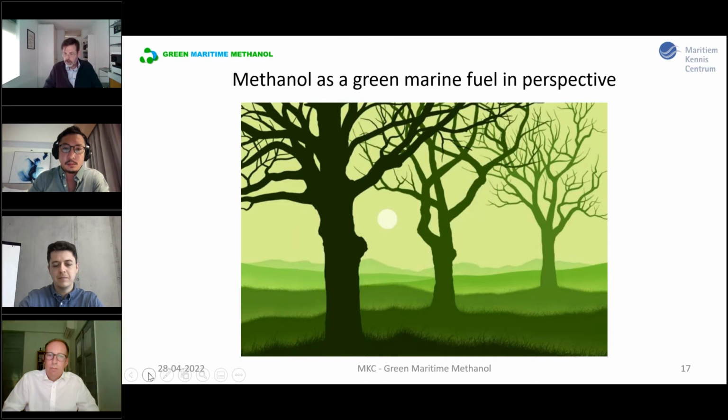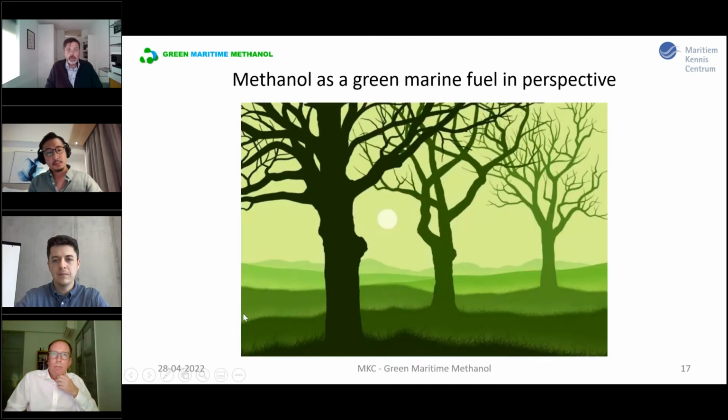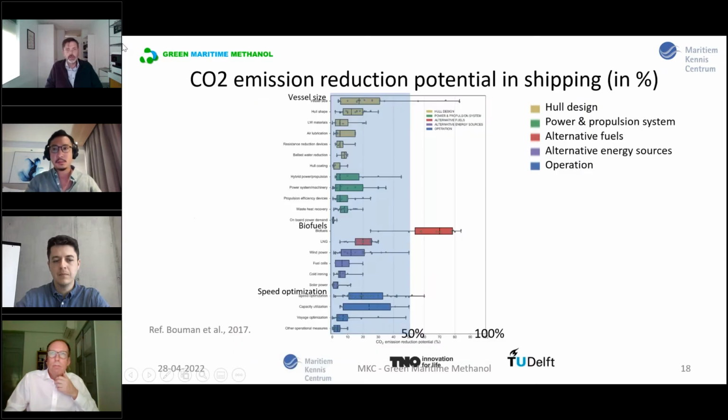So what we see is that we have a clearer picture about methanol, a more detailed picture, a sharper picture, and it helps us to move on as well with the requirements that we have to set upon using methanol as a green fuel. And that's what I like to put it also in perspective with regards to the requirements on CO2 emission reduction. And this is a very interesting graph. It's made in 2017 already, and it's used a lot.